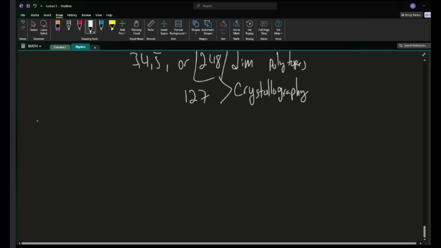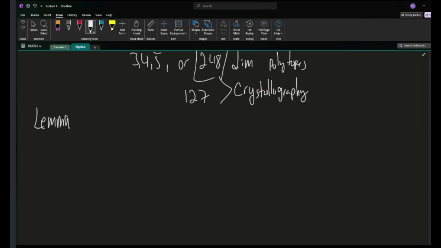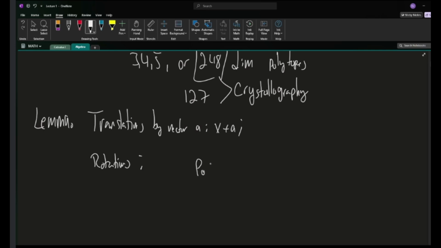So coming back into this algebra, since we went on a bit of a tangent, let's denote translations by vector A, such that if we have a fixed vector x, we get x plus A. And we could also denote rotations as rho of theta, which is equal to this matrix.